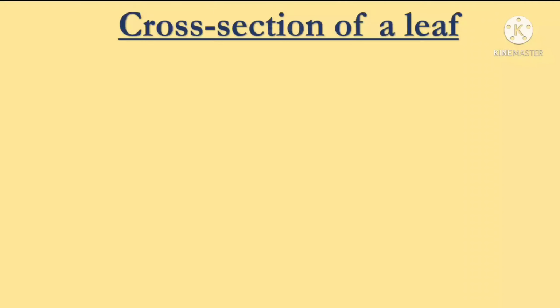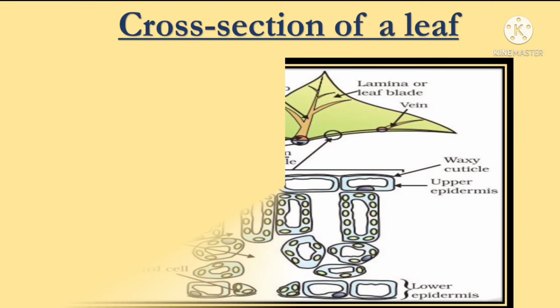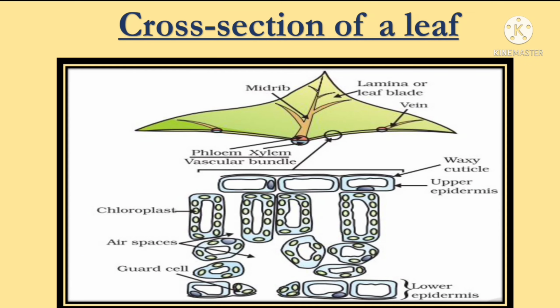This process of photosynthesis will be clear to you through this cross-sectional diagram of a leaf, which is given in your book. See, what is there? This is the cross-sectional diagram of a leaf.